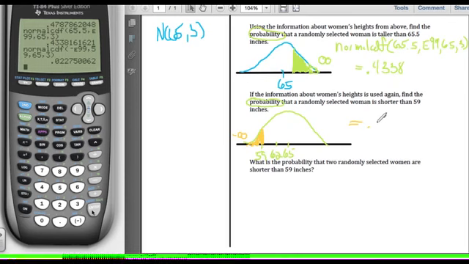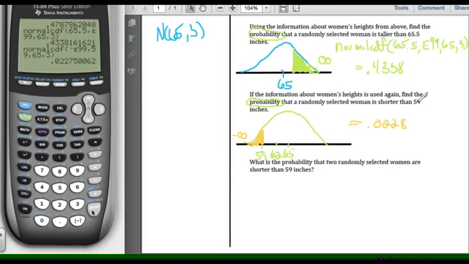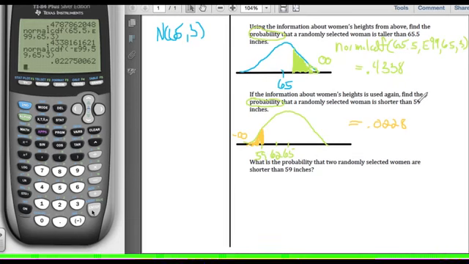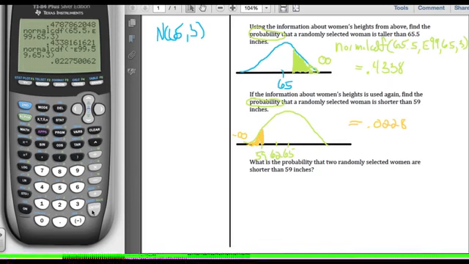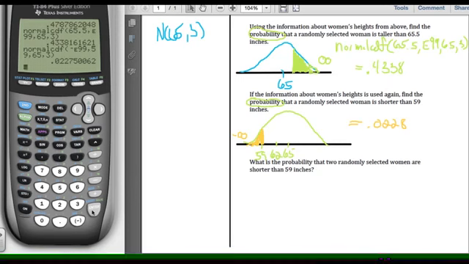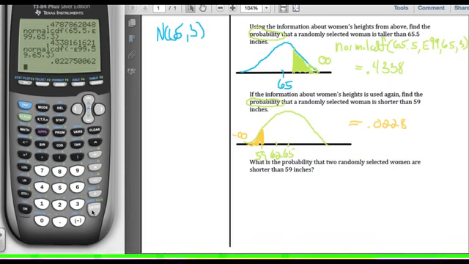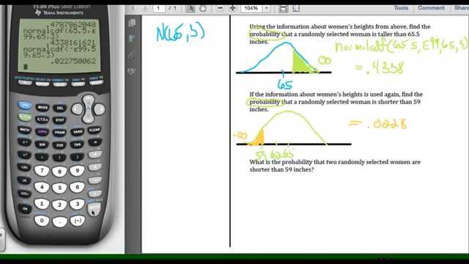And this gives me 0.0228. So about 2% of women are outliers on that lower end, are shorter than 59 inches tall. My calculator is in that classic mode, which was one of the first videos you were supposed to watch for this class. So if you select normal CDF and you're getting a menu that says lower, upper, mu, and sigma, you just enter in those values in each place and it copies and pastes them into what you see in my classic mode.